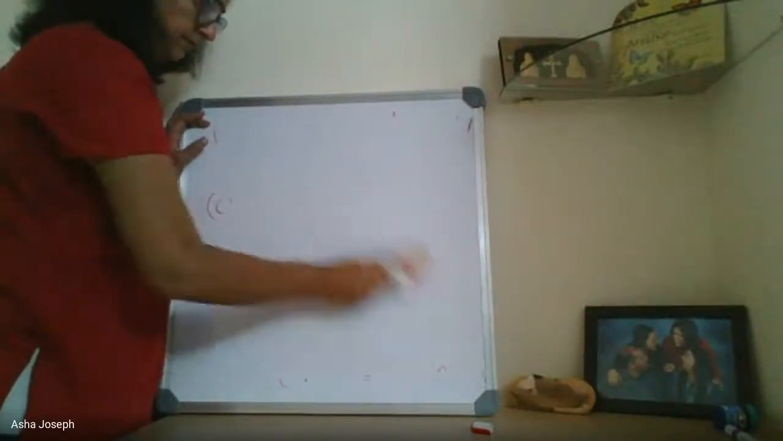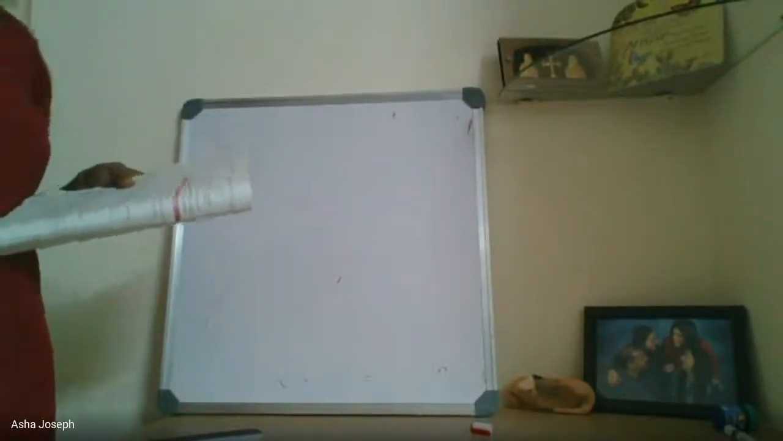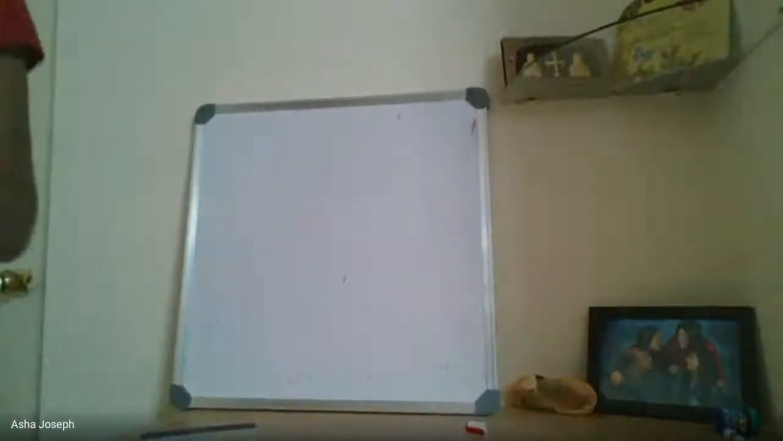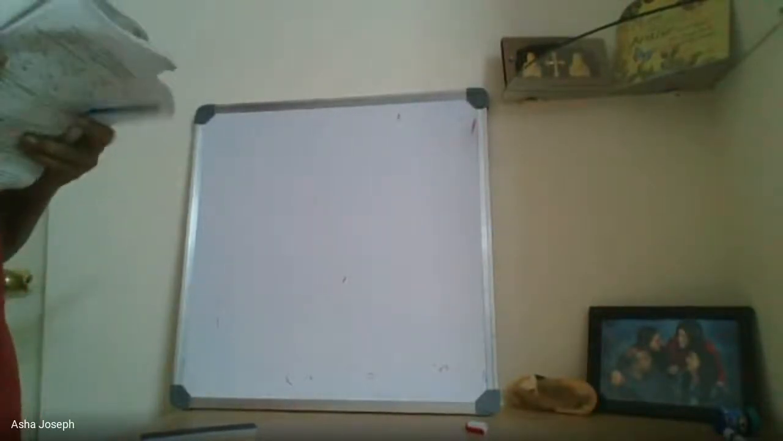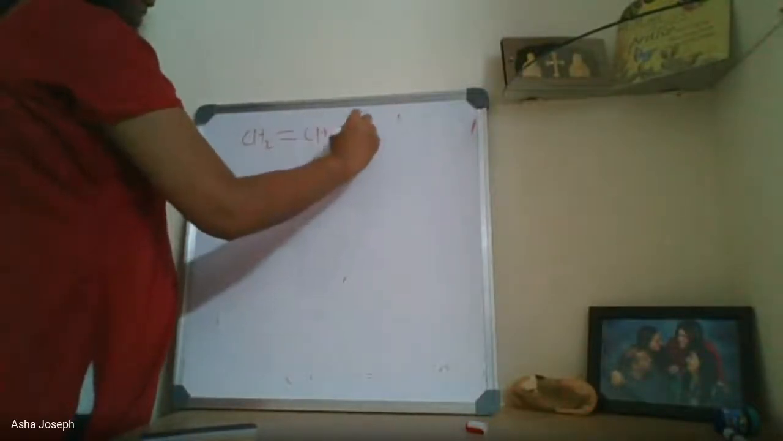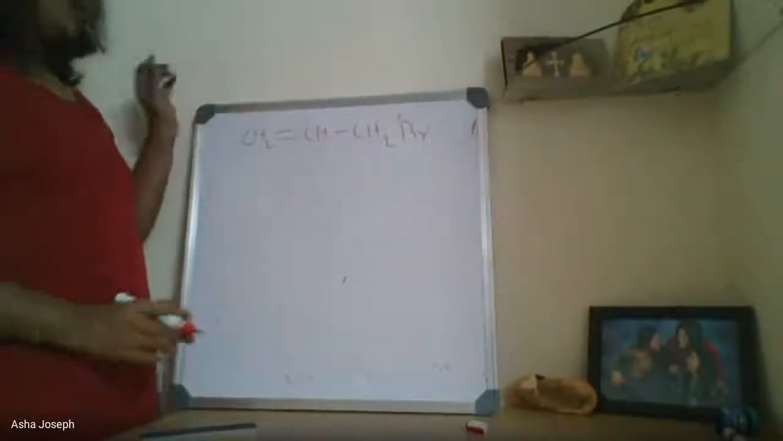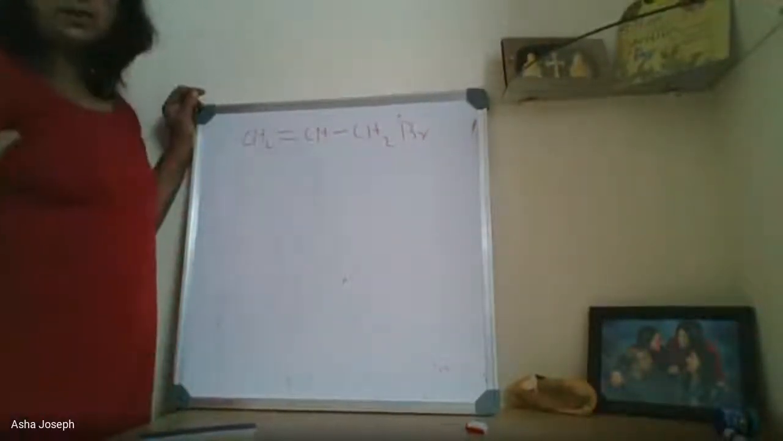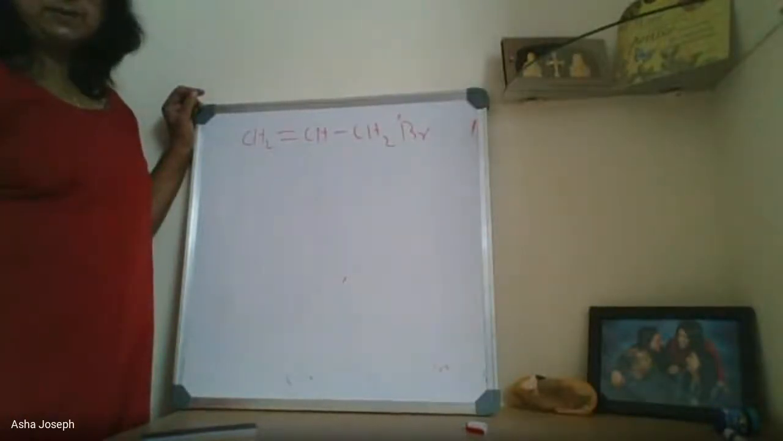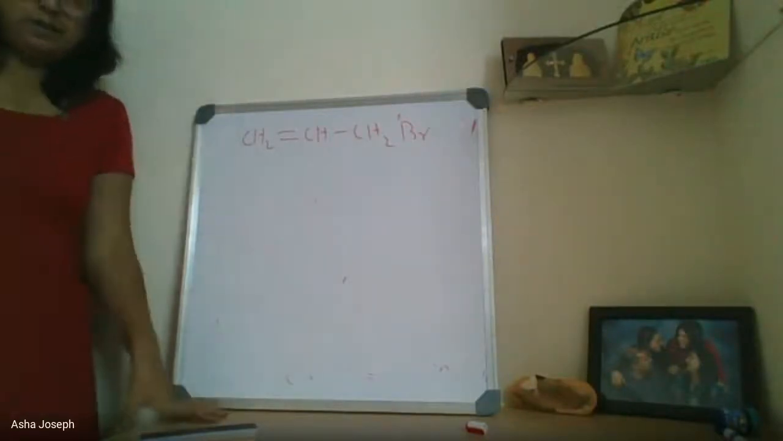Next compound is vinyl chloride, chloroethene. You know that, isn't it? Next one is easy. Allyl bromide. Okay, allyl bromide I will write. CH2 double bond CH, CH2 bromide. So the common name is allyl bromide. All of you agree? That is a common name, not IUPAC. Can you name this? You name and tell me.